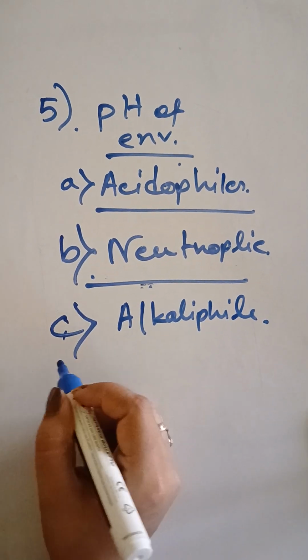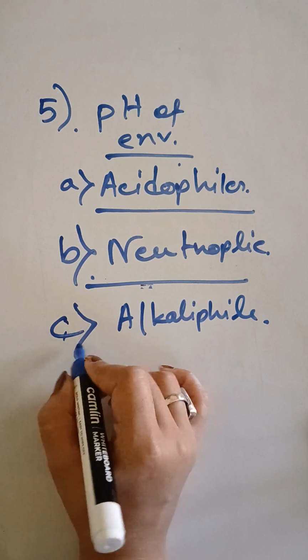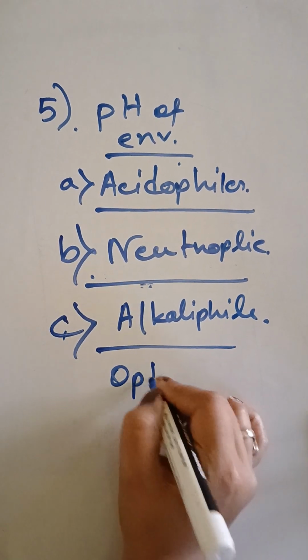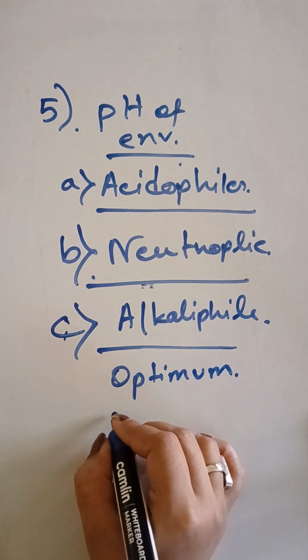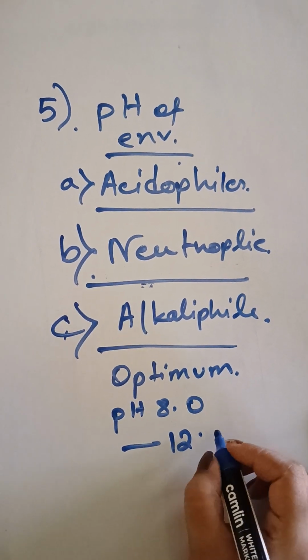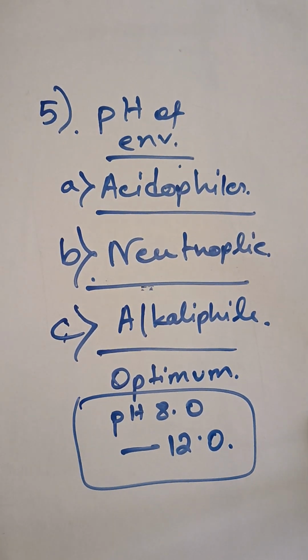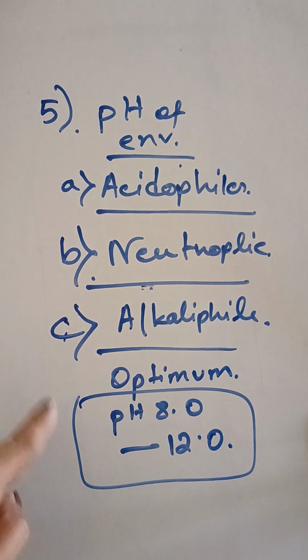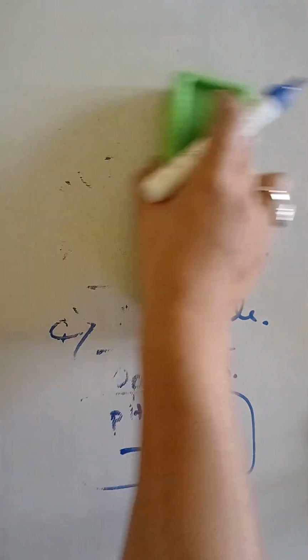Alkaliphile means optimum growth is basically seen in the pH range of 8.0 to about 12. So this is a basic or alkaline pH condition in which the microorganisms easily grow, and they can tolerate that environment also. So they are the alkaliphiles. This is the fifth parameter.